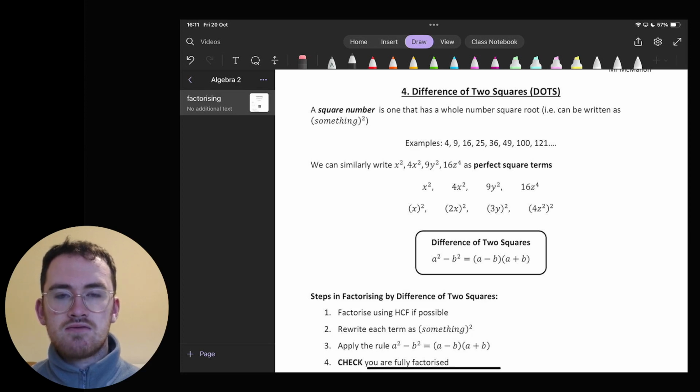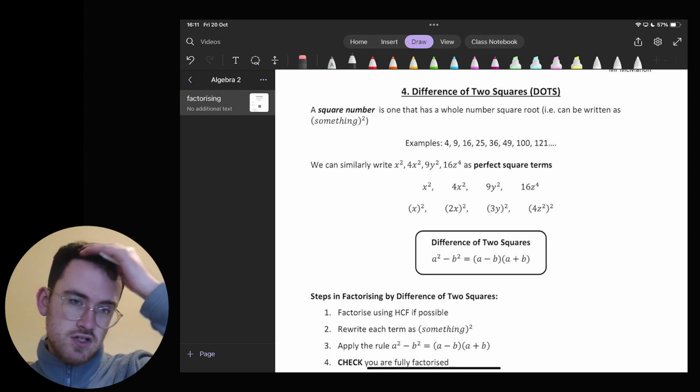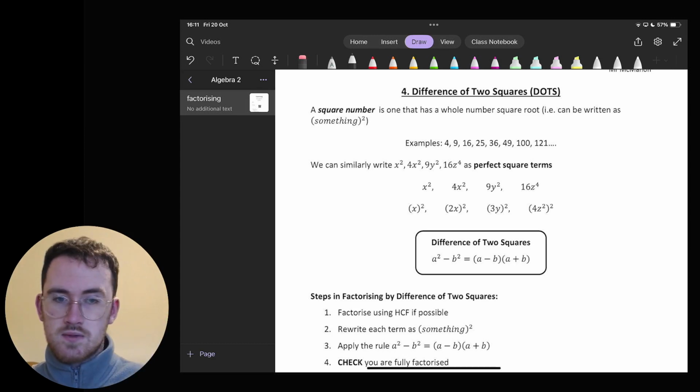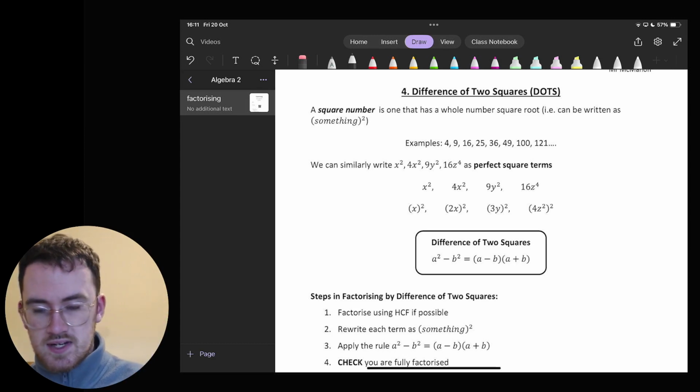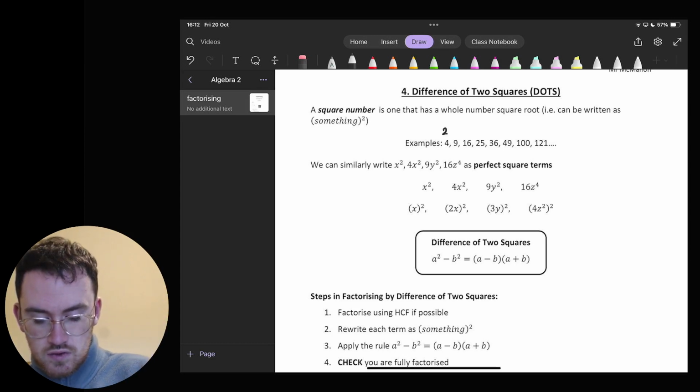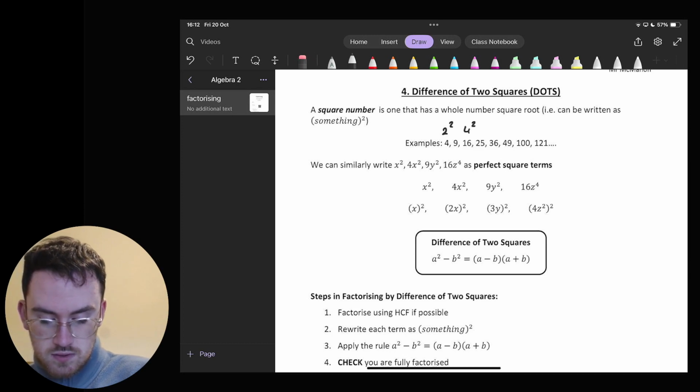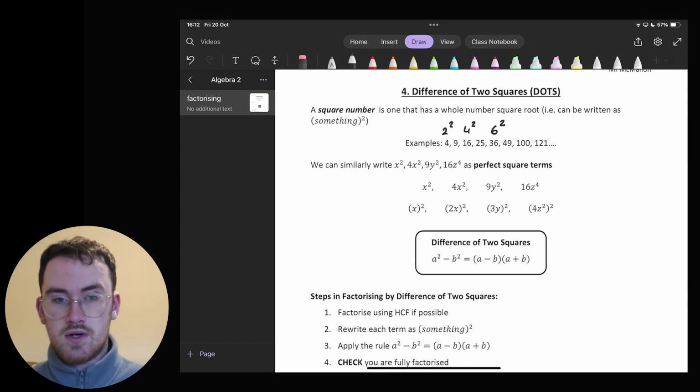So it's ones where we can write them as something squared. For example, 4, 9, 16, 25. All of these things can be written as something squared. So 4 is 2 squared, 16 is 4 squared, 36 is 6 squared, and so on and so forth.